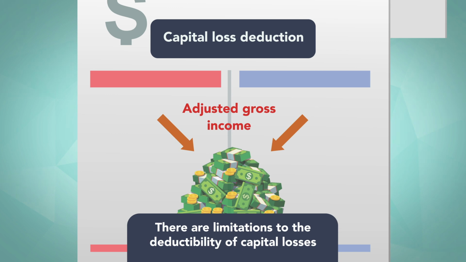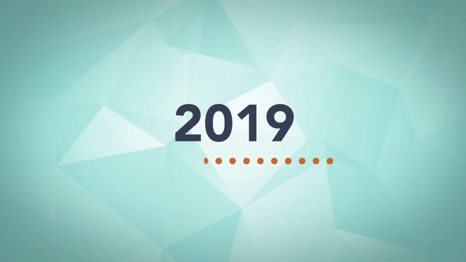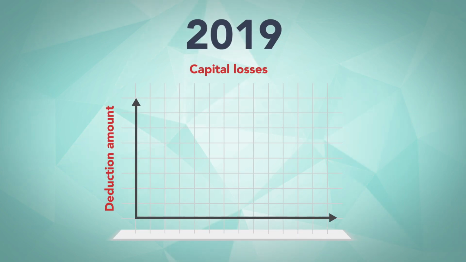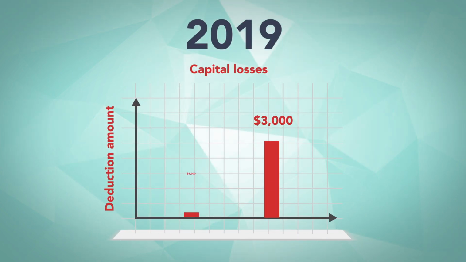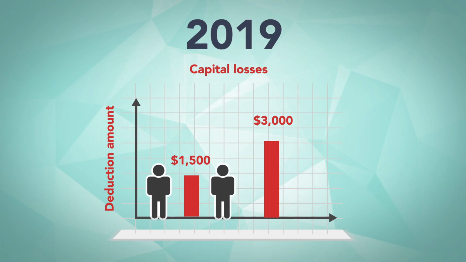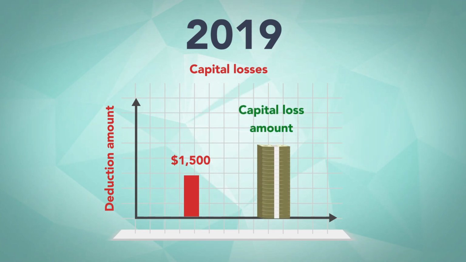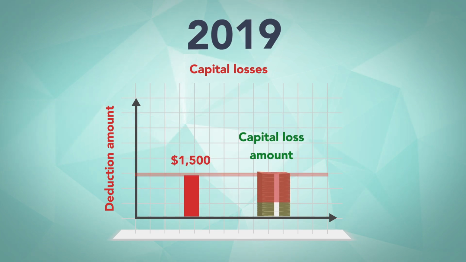Still, there are limitations to the deductibility of capital losses. As of 2019, the maximum deduction amount for capital losses is $3,000, or $1,500 if married but filing separately. If the capital loss amount is more than the maximum deduction, the unused portion can be carried over to the next tax year.